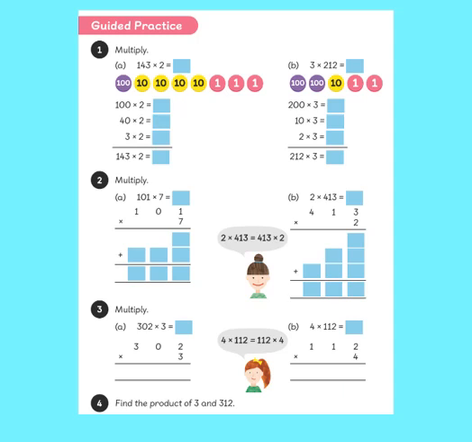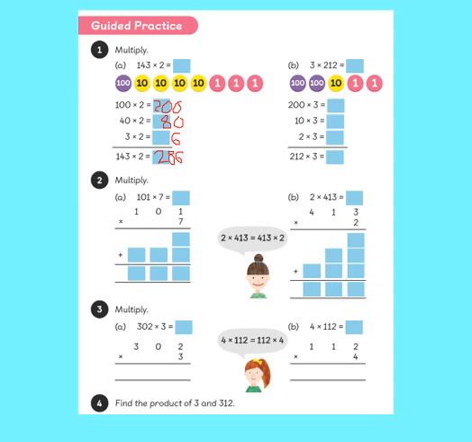So 100 times 2 will give me 200. And then 40 times 2 will give me 80. If I know 4 times 2 is 8, then I know 40 times 2 is 80. And then 3 times 2 will give me 6. And then I can add them together, and that will give me 286.